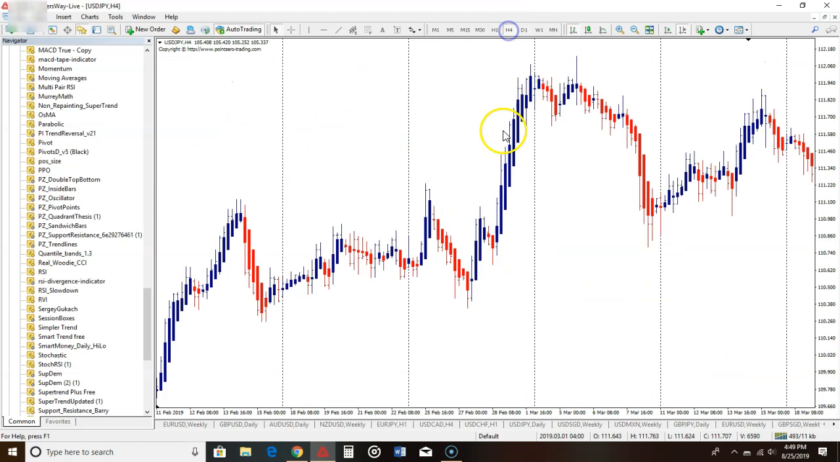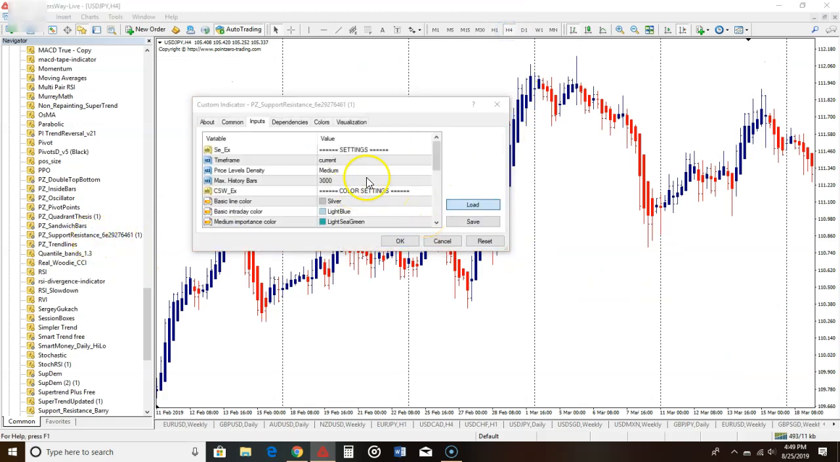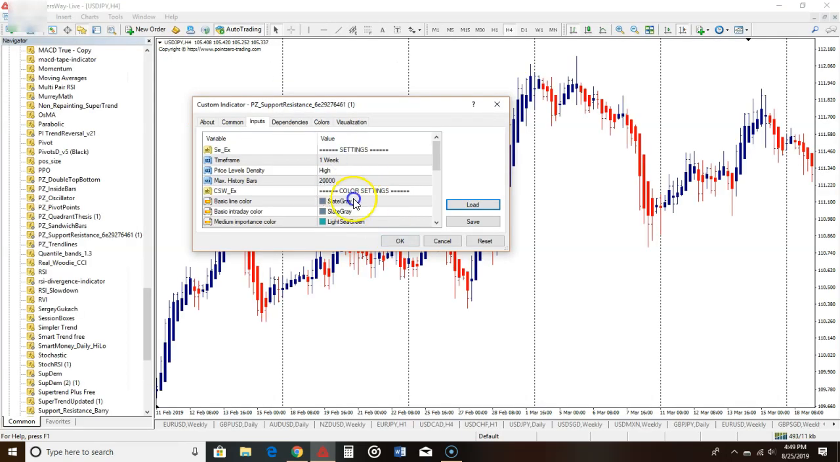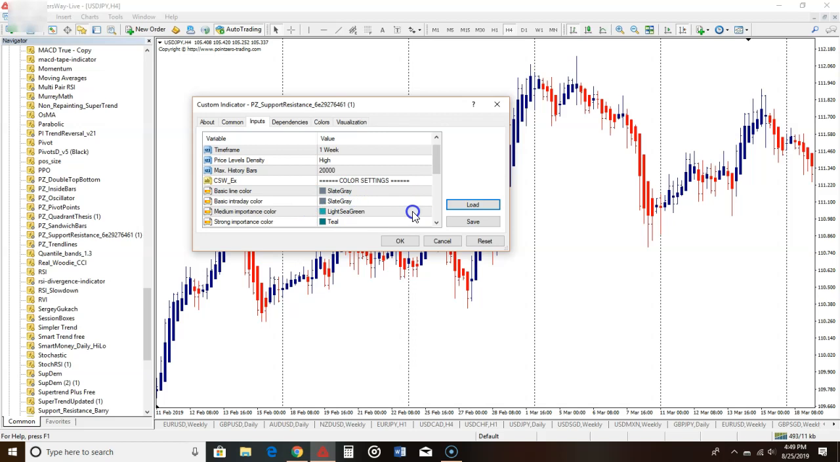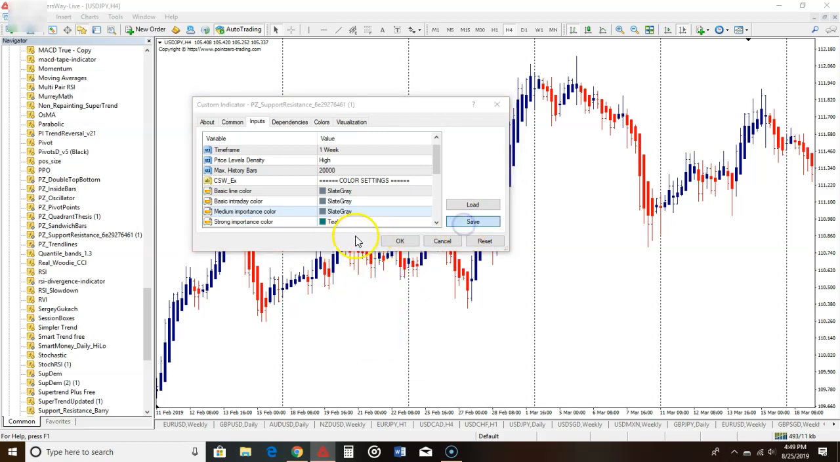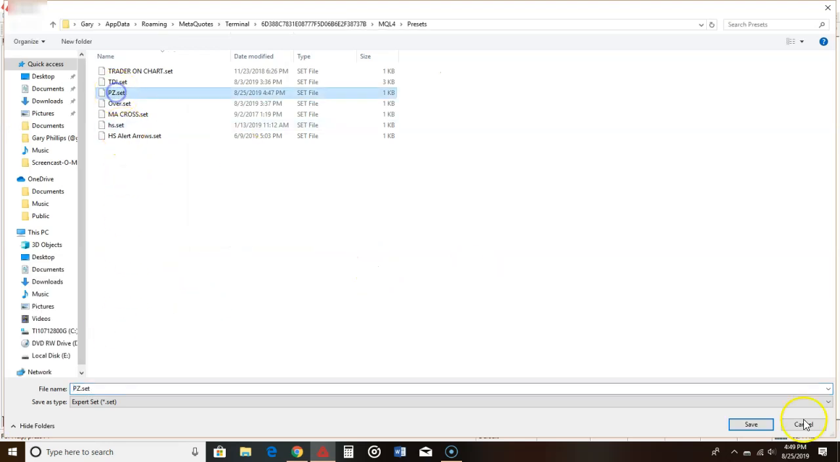So I'll go over to the 4-hour chart now. Drag it onto the chart, the indicator. Load up my template for that indicator. Boom. I should have changed this one also. Slate gray. Save it again. Let me save this again really quick.